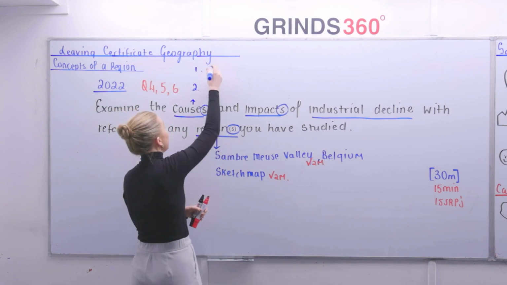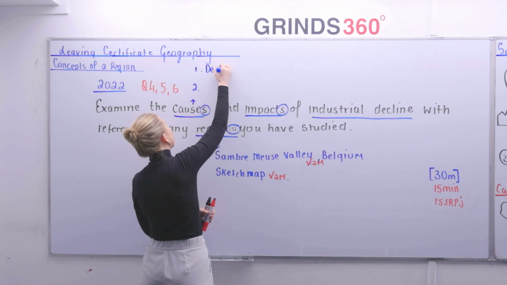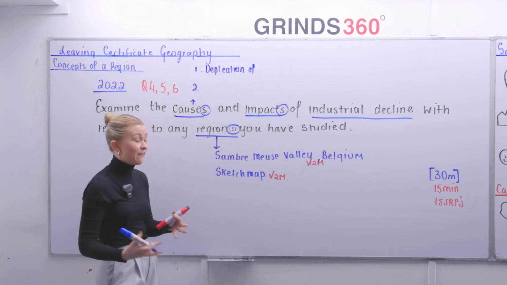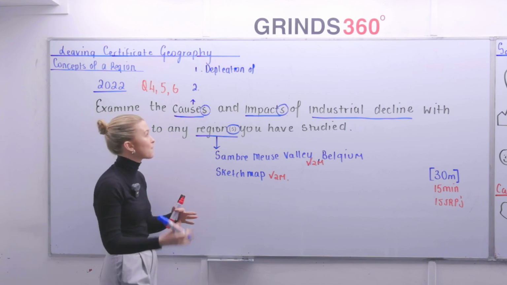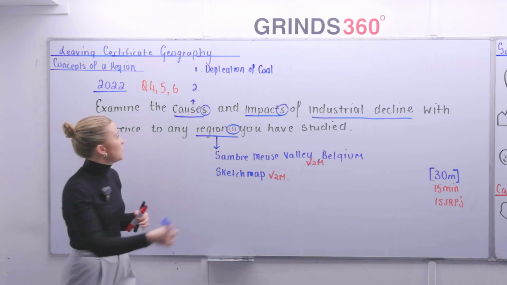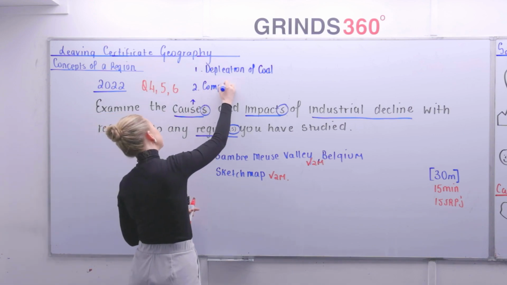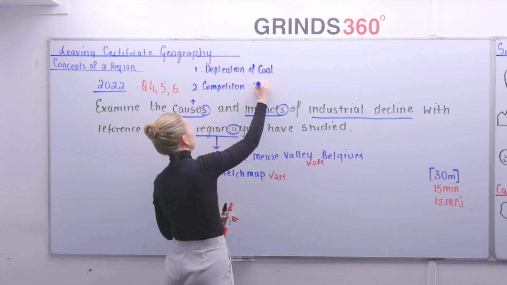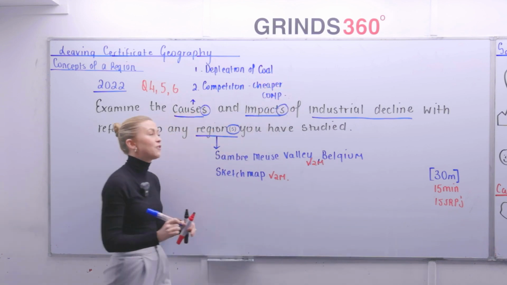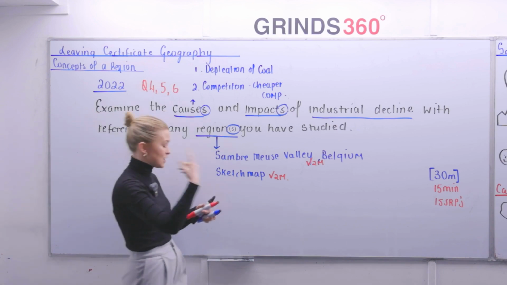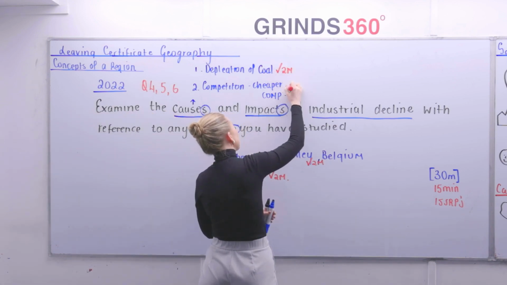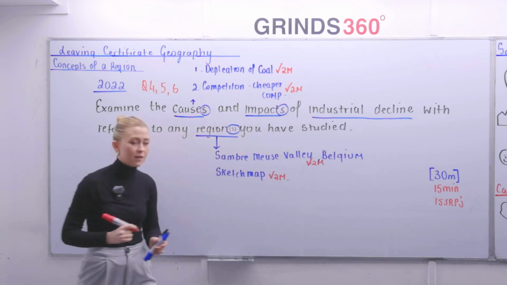The cause of industrial decline could include the depletion of the Sambre-Meuse Valley's very famous coalfields. It's an extension of the Nordic coalfields in France, so the depletion of coal. The second one would be competition from cheaper competitors. Now, if you state depletion of coal, you will get a tick and 2 marks, and competition from competitors, a tick and 2 marks.